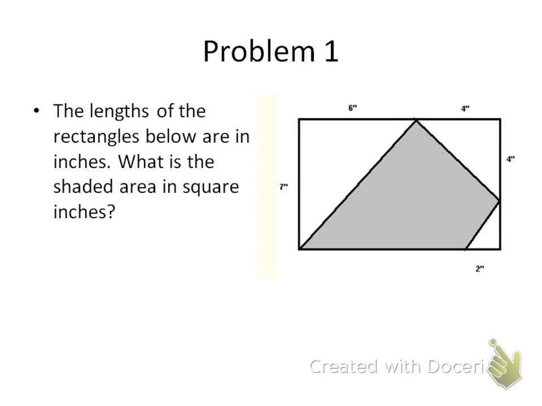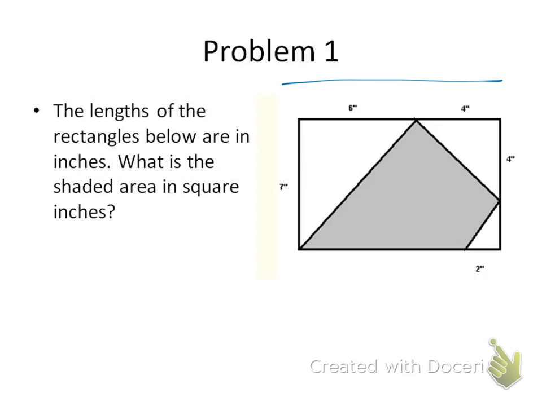Okay, so in our first problem, we have to find the area of the shaded region. Now, it's not a shape that we have an area formula for, so we have to use other resources. So our first thing is we need to find the total amount. So remember, area of a rectangle is length times width.